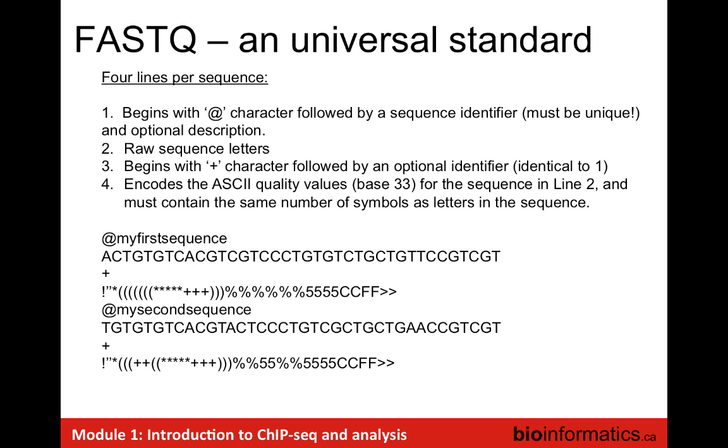And the FASTQ file encodes the quality scores in base 33. So keep that in mind. And this is the format, as everybody knows. So this at sign and my first sequence would be that concatenated string, and we'll look at that in a second. Your sequence string, there's an optional additional flag, and then your quality, and then your next, and your next, and your next, and your next. Okay?